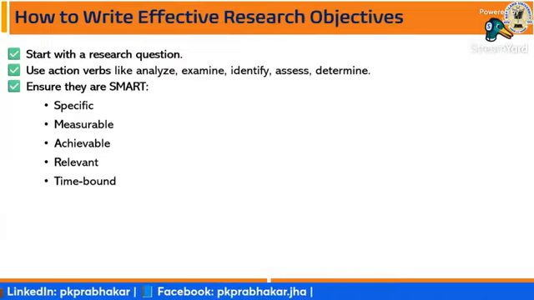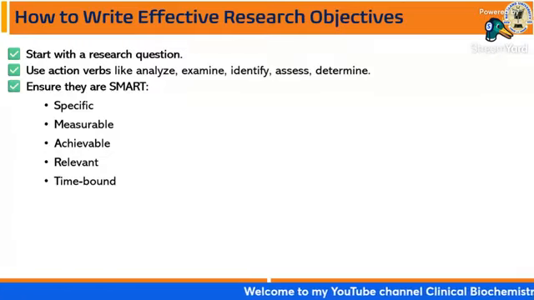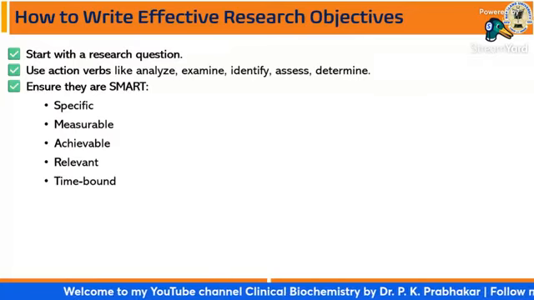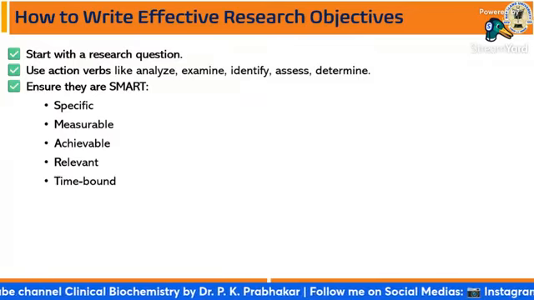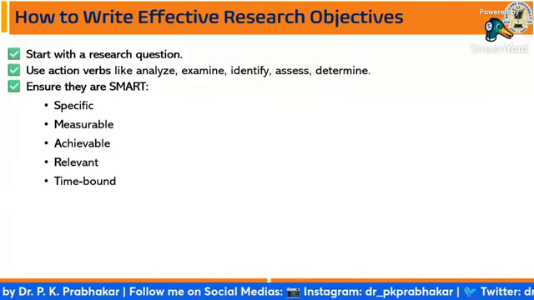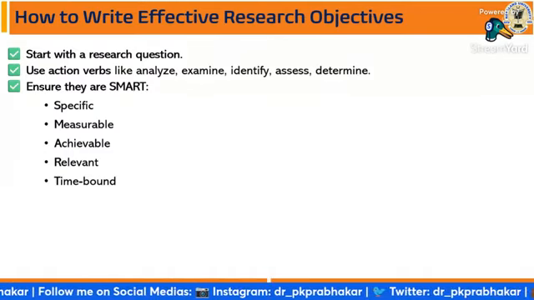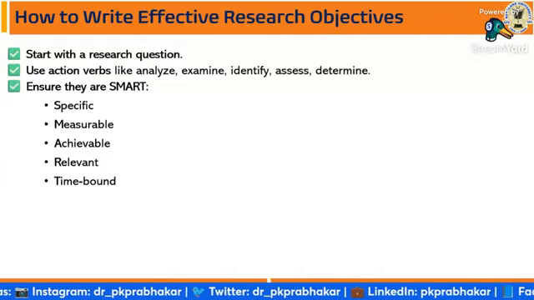How are we going to write effective research objectives? Normally it starts with the research questions. Use strong action verbs like analyze, examine, identify, assess, or determine. Ensure they are SMART. SMART is an abbreviation I have used. That is, specific, measurable, achievable, relevant, and time-bound. Like in the hypothesis and research gap, where I used the FINER abbreviation, here I have used SMART.